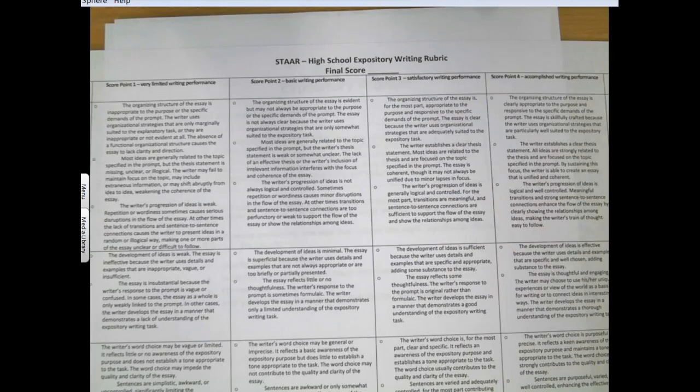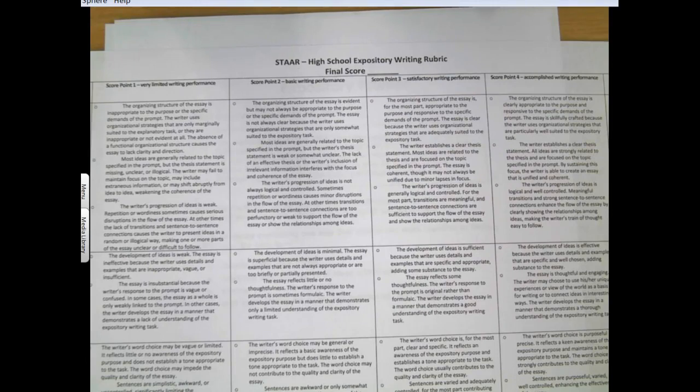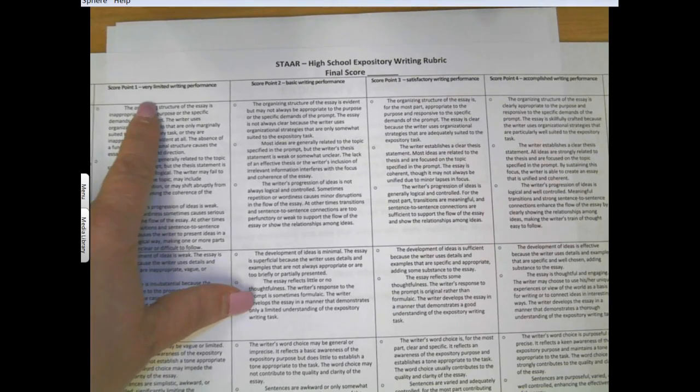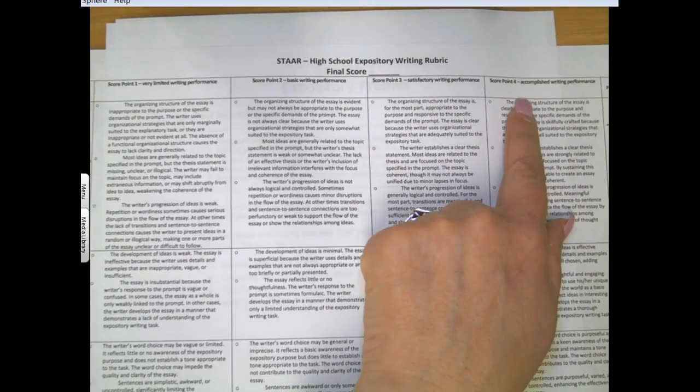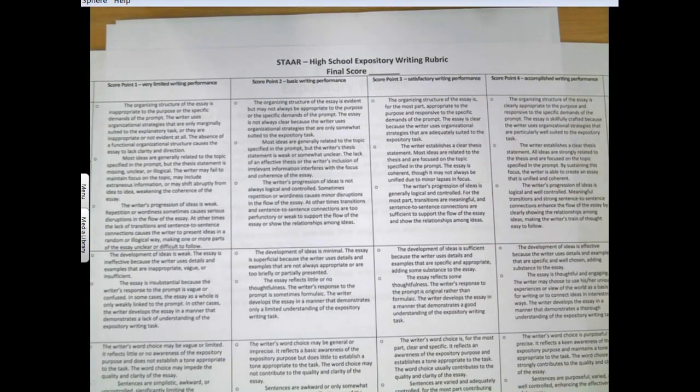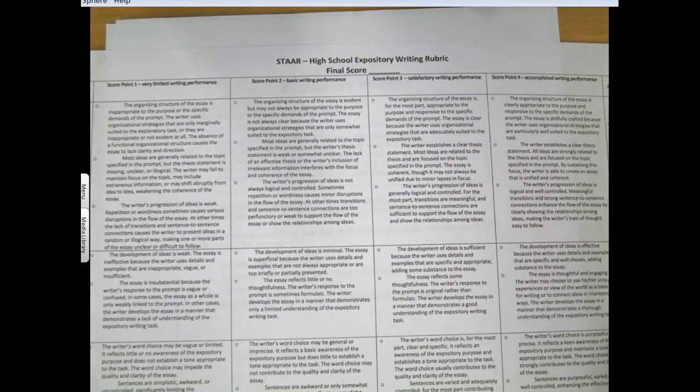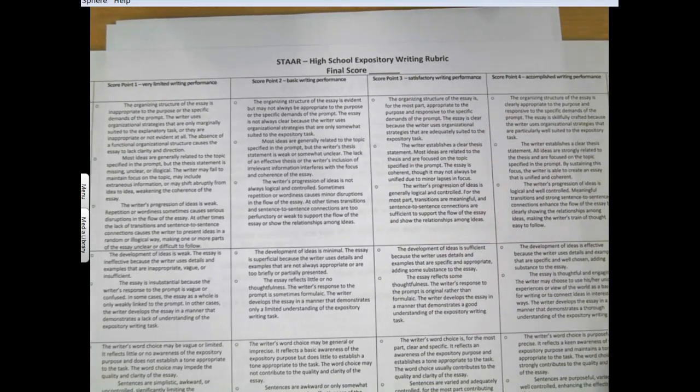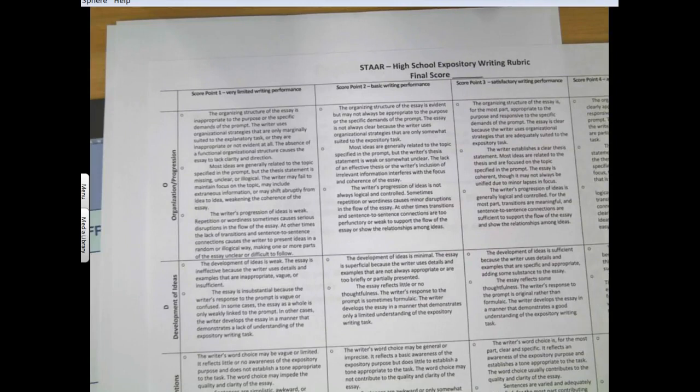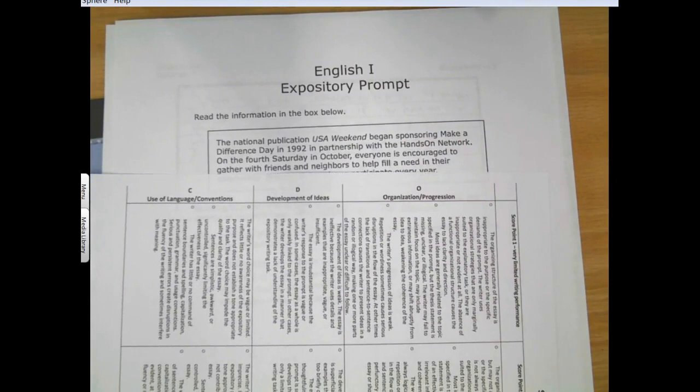Hello. At this station, what you'll be doing is taking a set of essays and scoring them using the rubric you see before you. It goes from a score point 1 here all the way over to a score point 4, the highest you can get on a STAAR essay. You'll notice that there are 3 different categories: organization and progression, development of ideas, and use of language or conventions.